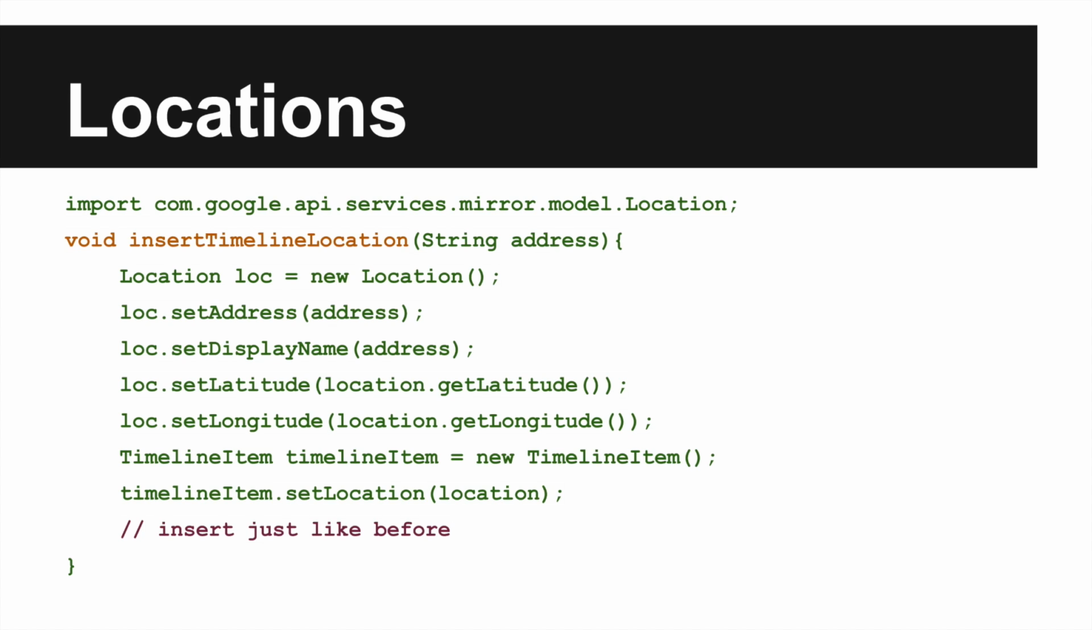So pushing a location to Glass is pretty simple. We are going to create a new location object, set the address, which is just a string, set the display name. Here I'm using the same string, but you could set it to something a little bit more descriptive. And then you set the latitude and longitude. And then you create a new timeline item and set the location against that timeline item. And then from there, it's the same stuff with the timeline item.